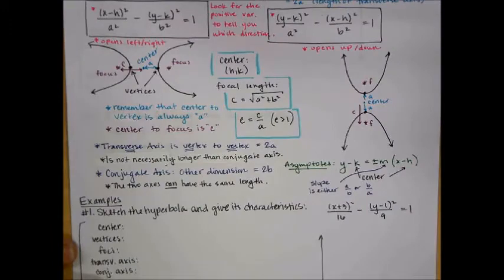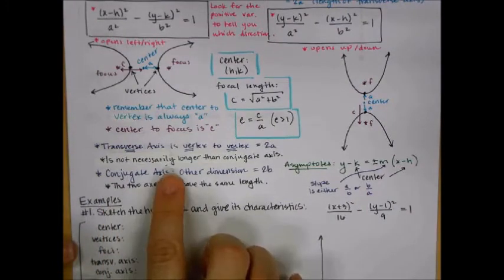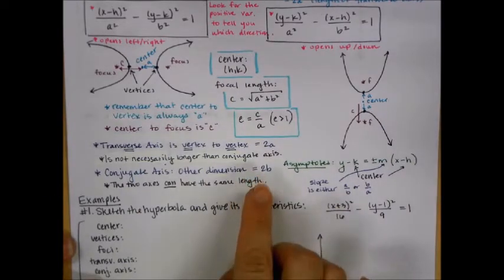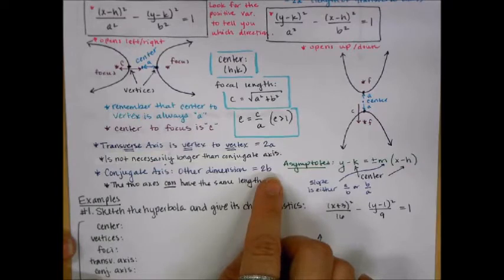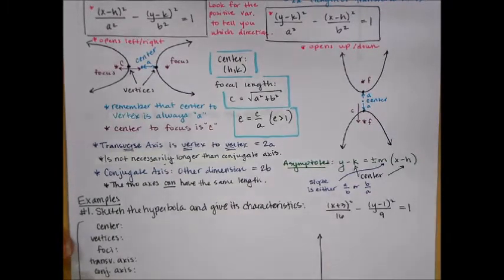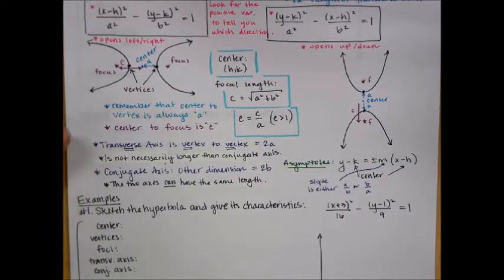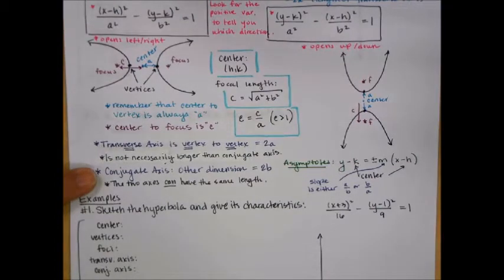The conjugate axis is what gives us the other dimension for the box we need to construct. And so center to each edge of that box is B, and so that total length is 2B. Okay. And so again, remember that those axes don't have to be one longer than the other. So your transverse axis can be longer. Sometimes the conjugate axis is the longer axis, and sometimes the two have the same length.